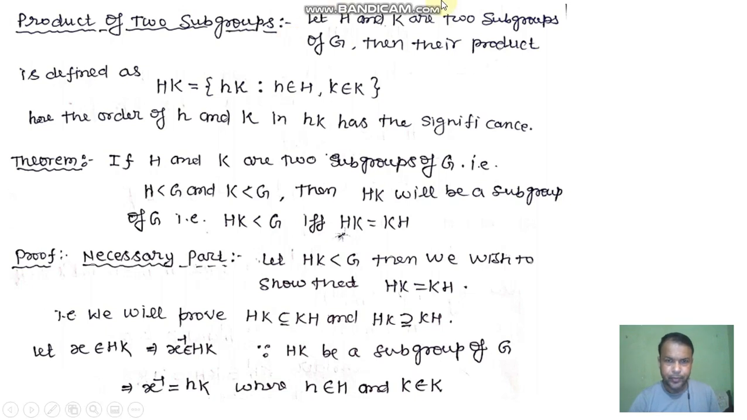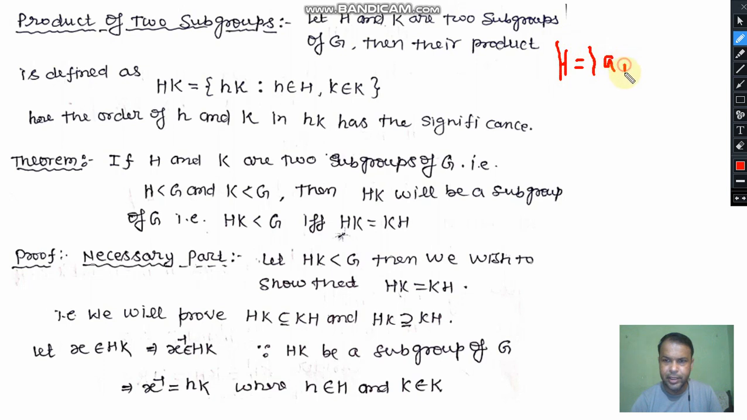In this lecture, we are going to discuss the product of two subgroups. Let us have two subgroups. First is H, having some elements. Let us suppose it has elements a, b, and there is one more subgroup, K, which has the elements alpha, beta, and gamma.